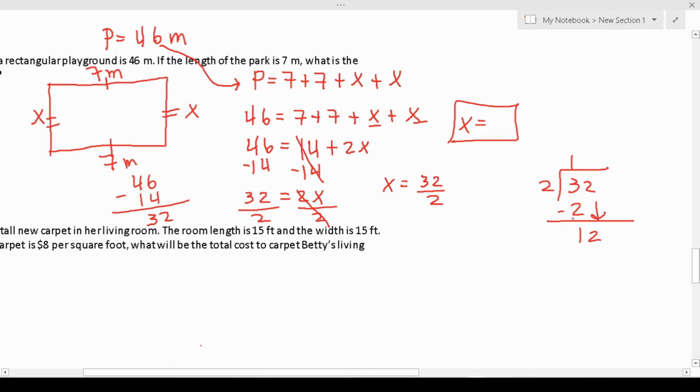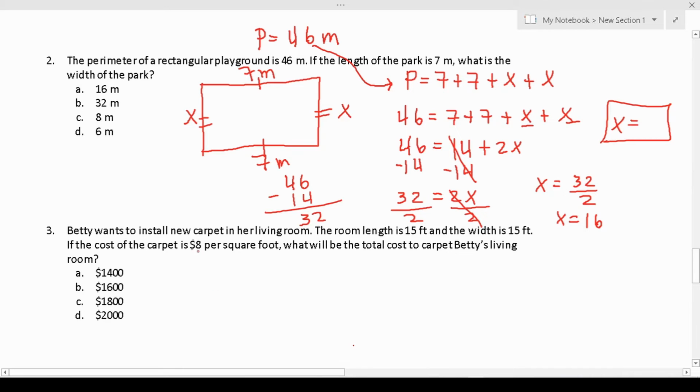Drop down your 2. 2 goes into 12 6 times without going over. 2 times 6 is 12, so we can see there's no remainder. Therefore, we know 32 divided by 2 is 16. And since x corresponds to the width of this rectangle, we know that x equals 16 meters. Therefore, the width is 16 meters.